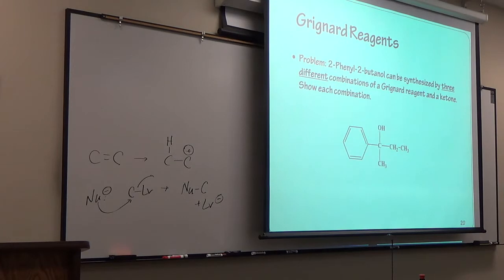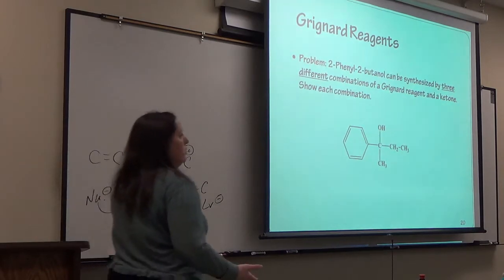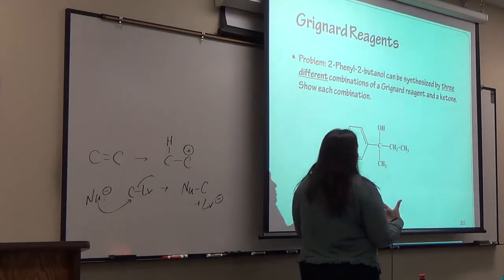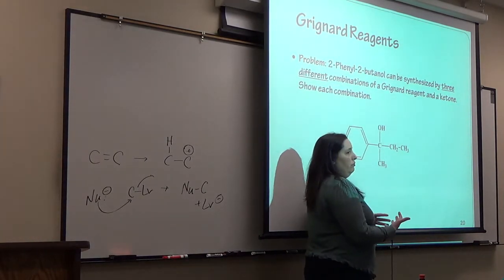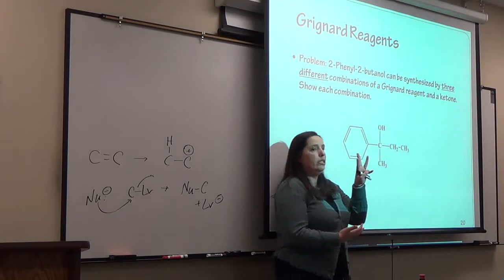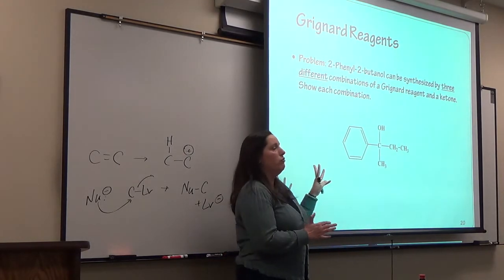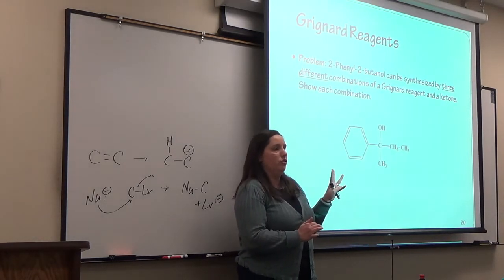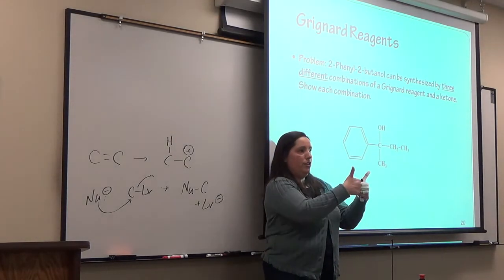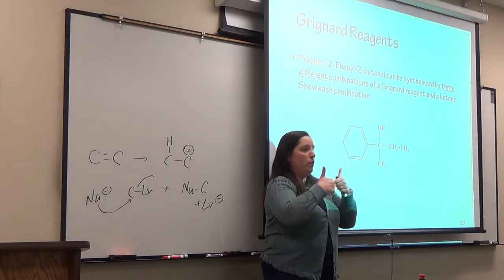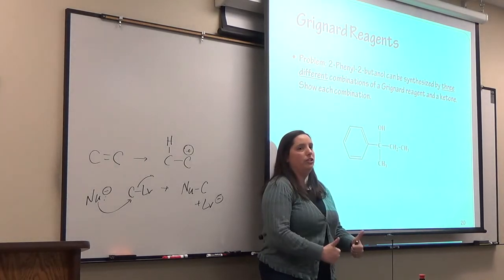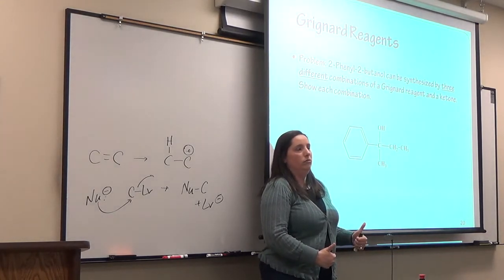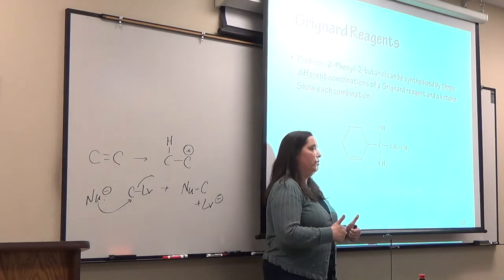All right, so let's practice here. So this is my product, 2-phenyl-2-butanol. Okay, it was synthesized by combination of a Grignard and a ketone. Okay, and there's 3 possible combinations, and I want you to give me the 3 possible combinations. Does that make sense? So you should have a Grignard and a ketone, and there should be 3 different combinations that you can use to get the same product.